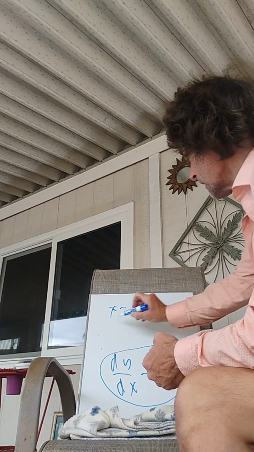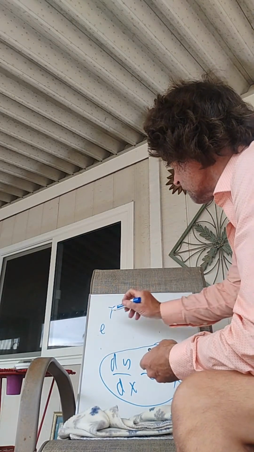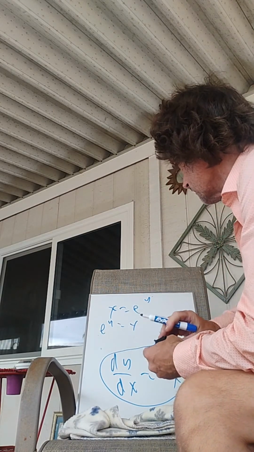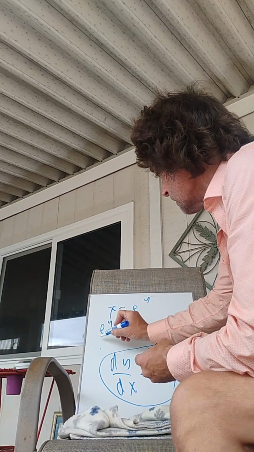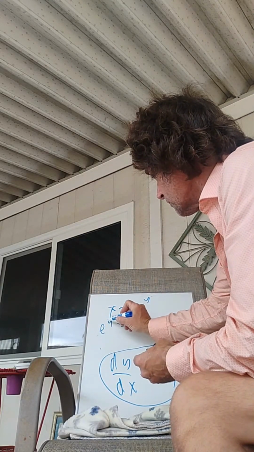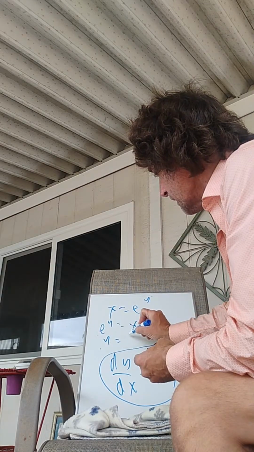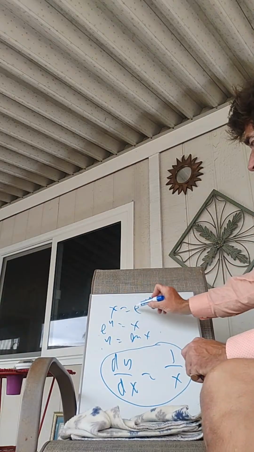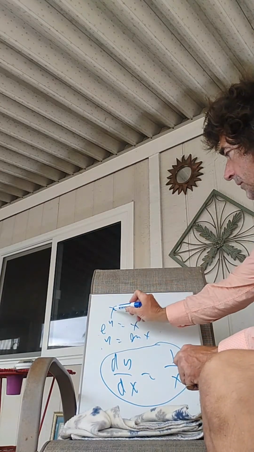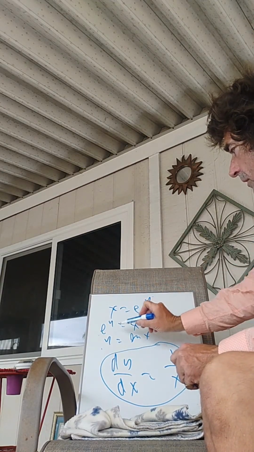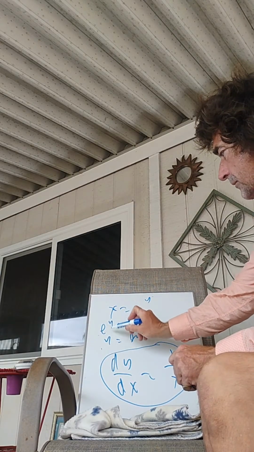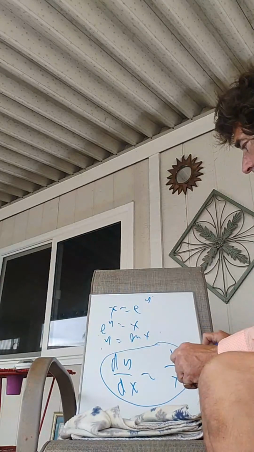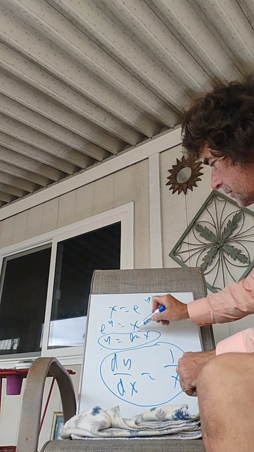Oh yeah, I can make that backwards. I can go e to the y equals x. Then the logarithm of e to the y is y, and that is equal to the logarithm of x. See that? I made x equals e to the y, therefore e to the y equals x. Logarithm of both sides, y equals logarithm of x. And if y equals logarithm of x, dy/dx equals 1 over x. So that's my equations right here.